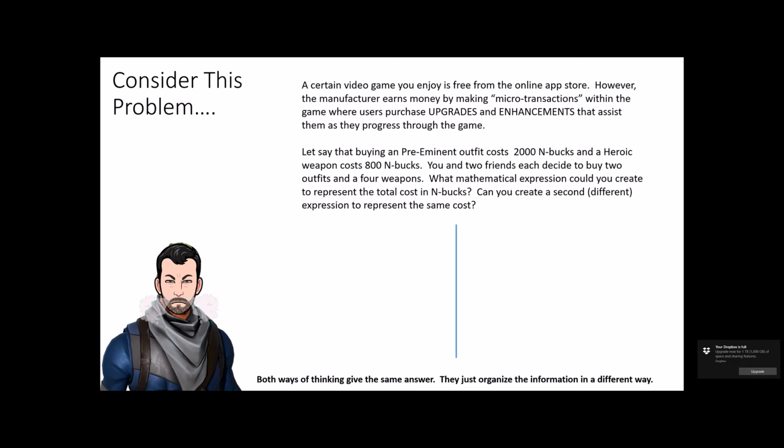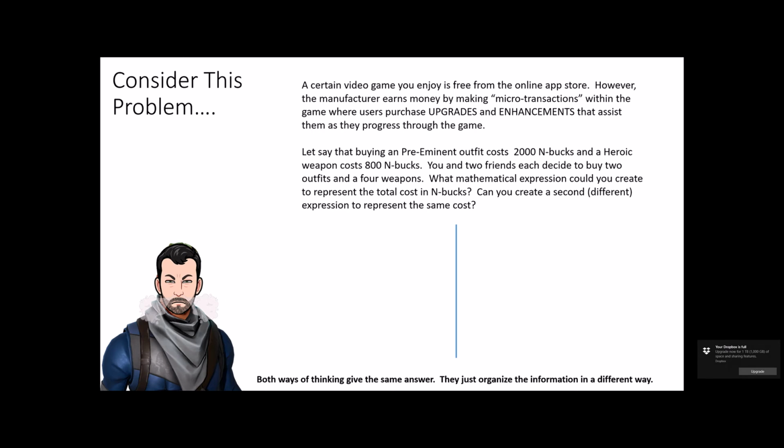You and two friends each decide to buy 2 outfits and 4 weapons. What mathematical expression could you create to represent the total cost in bucks? And can you create a second different expression to represent the same cost? Now, if this were my classroom, I would actually present that problem to small groups of students and give them some time to work that out on their own. As this is a YouTube video instead, I'm not going to have the opportunity to do that.